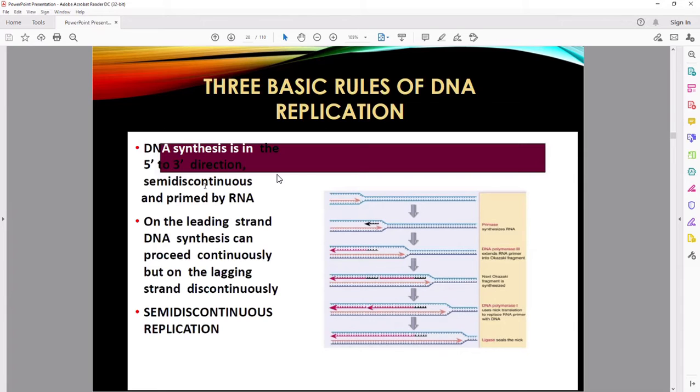Primed by RNA means that you need to have a primer. What is a primer? A primer is a short nucleotide that helps to initiate the process of replication. On the leading strand, DNA synthesis can proceed continuously, but on the lagging strand the process occurs discontinuously. That's why it's called semi-discontinuous: one strand is synthesized continuously, and the other discontinuously.